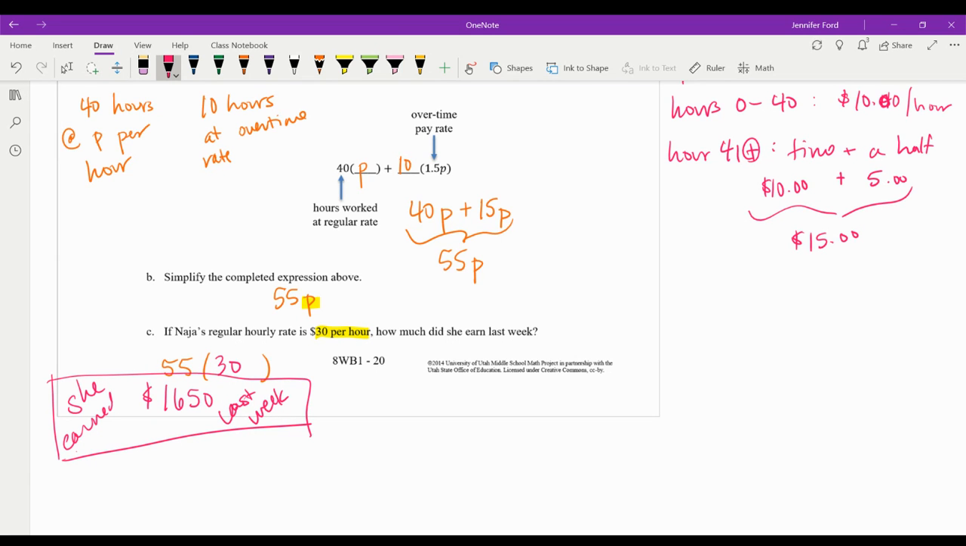You could also, if you didn't have an expression and you were just trying to figure this out, you know that she worked 40 hours and she got $30 for that. And then she worked 10 more hours and she got time and a half, which is 30, and then another $15 for every hour there. This is a 1,200. This is 300 plus 150. Add all that up, it's still $1,650. Same answer if you just did it with numbers instead of with algebra.